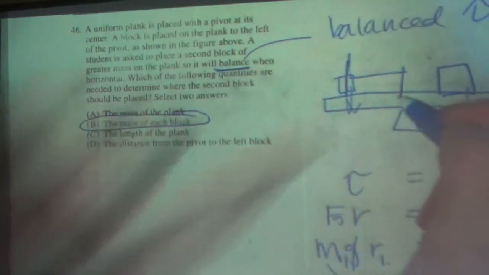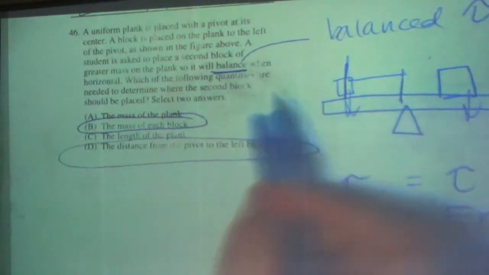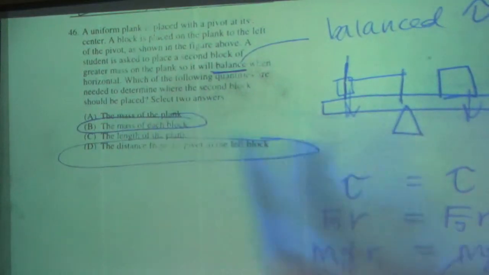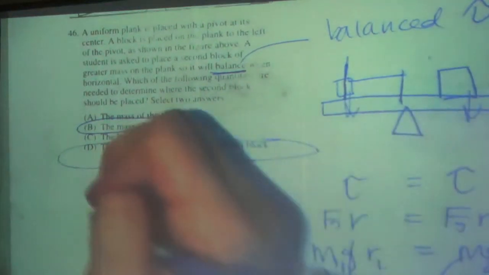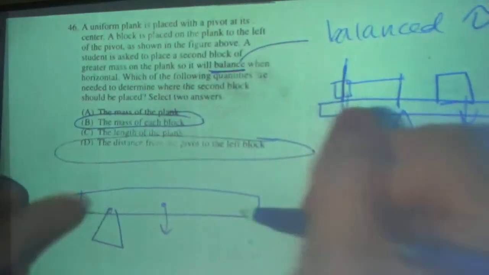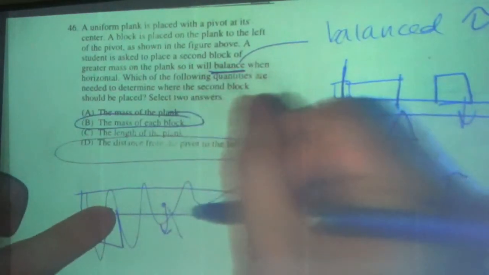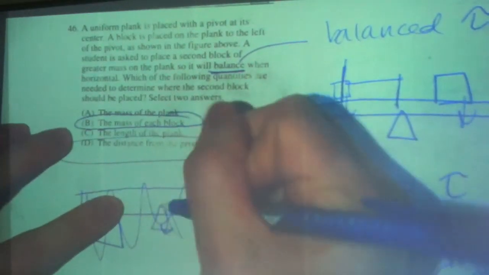It just matters where I placed this one, which is the distance from the pivot to the left block, so B and D. The mass of the plank could matter if, let's say, you have the pivot point somewhere like here. Then your center of mass is now a torque acting on this pivot point, and the mass of the plank would matter. But right now, because you put the pivot point at the center, that balances out, it's like holding up the center of mass, so that doesn't matter.